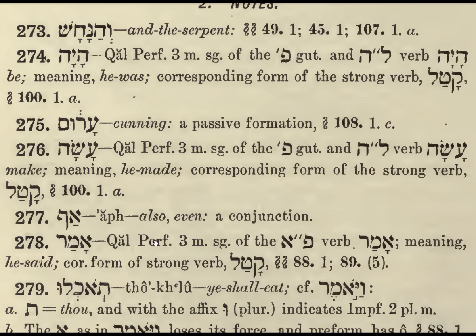Af, also, even, it's a conjunction. Amar, kal, perfect, third person masculine singular. This is a pe aleph verb because the first letter is aleph instead of pe. Amar, meaning he said. Corresponding form of the strong verb, katal, he killed.